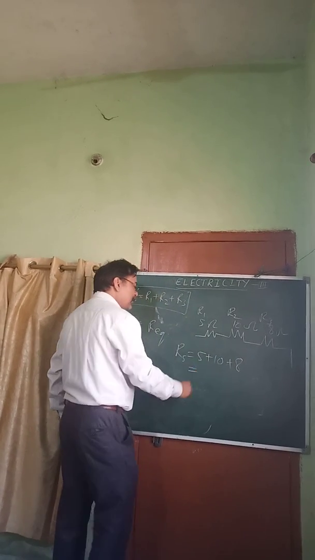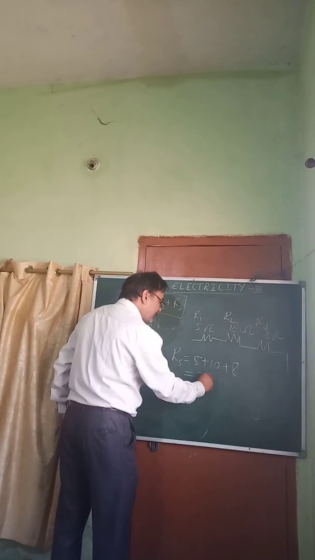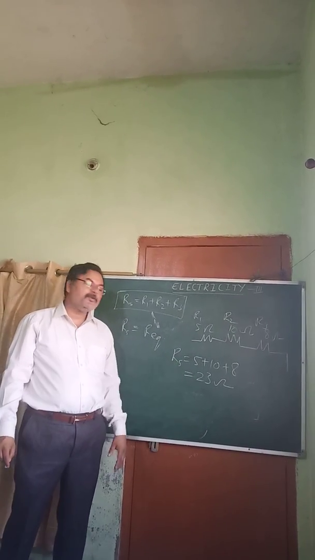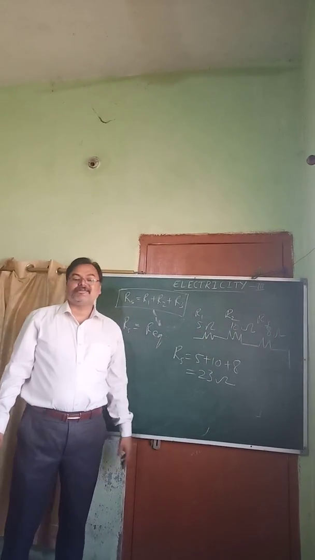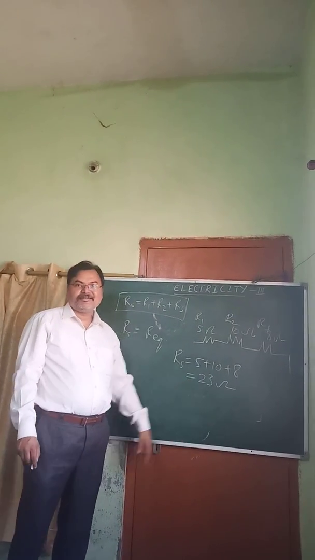So what will we get? 10 plus 13, that is 23 ohm. So we require a resistance of 23 ohm to replace these three resistors. And this is the equivalent resistance for this circuit.